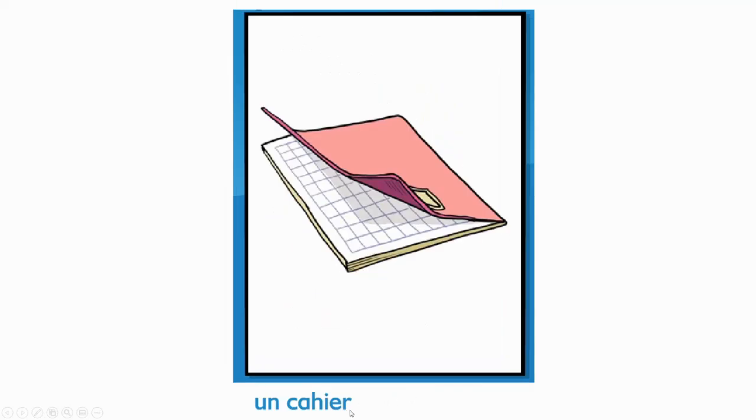Un cahier. A book. A school book. Repeat with me. Un cahier. Good. Shout out. Is it masculine or feminine? Well done. I hope you said masculine. No E on this word. Let's move on.